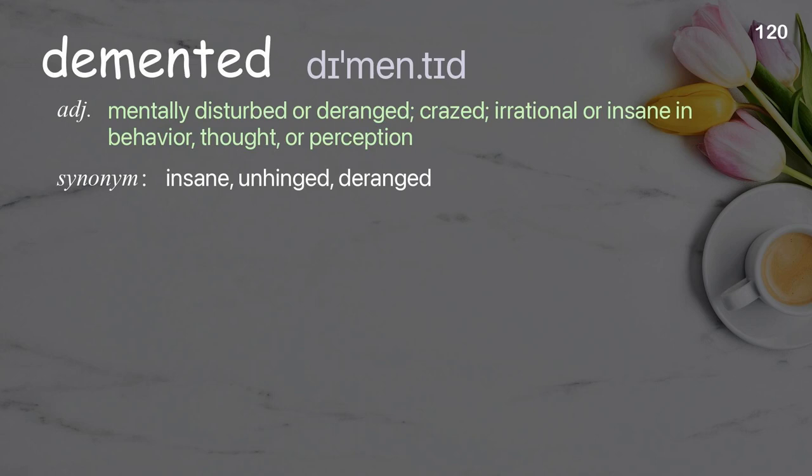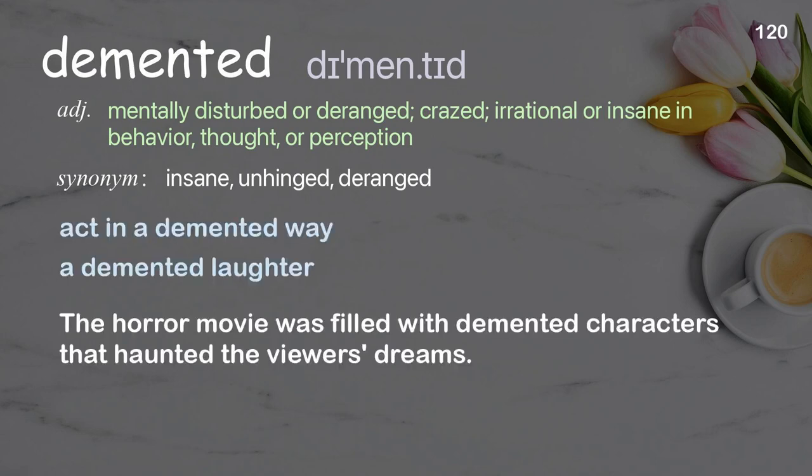Demented: mentally disturbed or deranged, crazed, irrational or insane in behavior, thought, or perception. Examples: act in a demented way, a demented laughter. The horror movie was filled with demented characters that haunted the viewer's dreams.